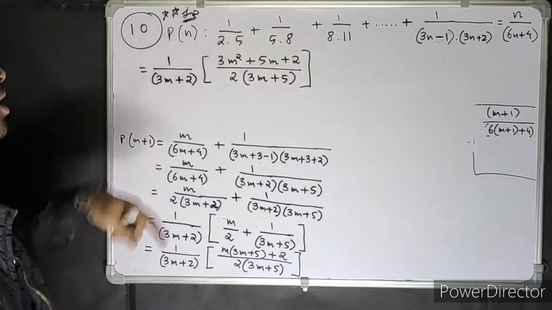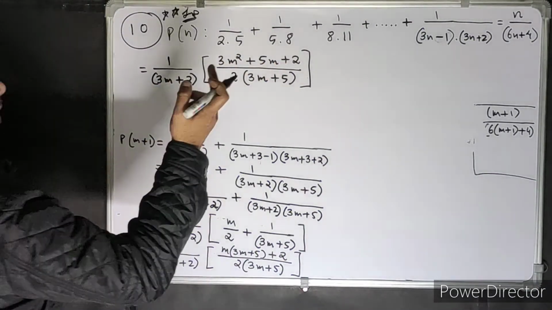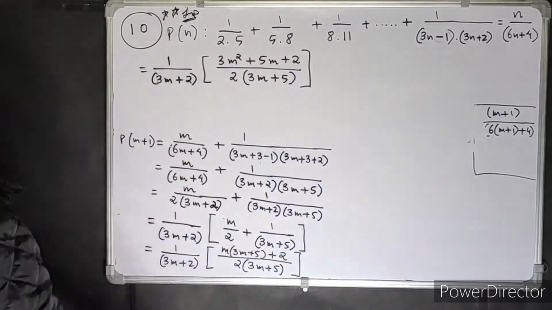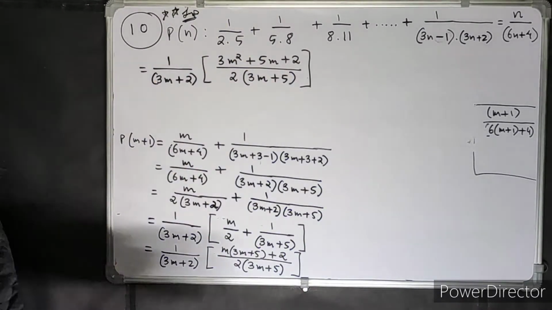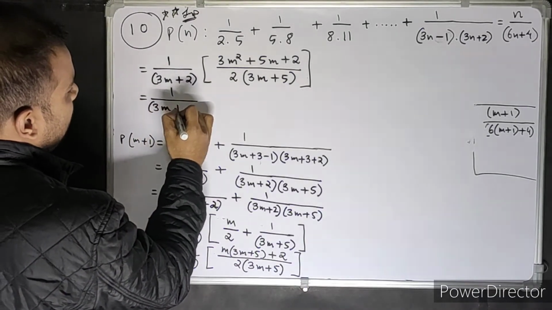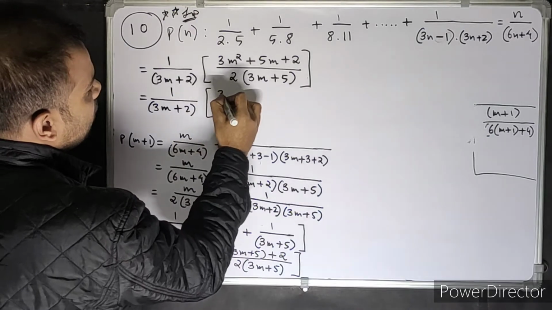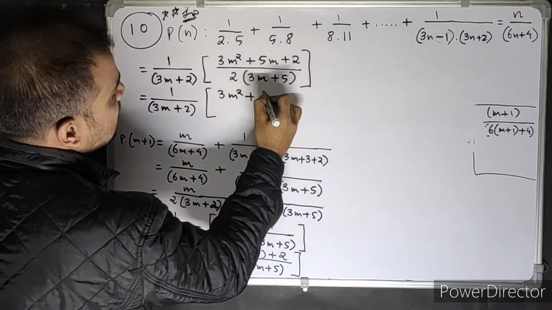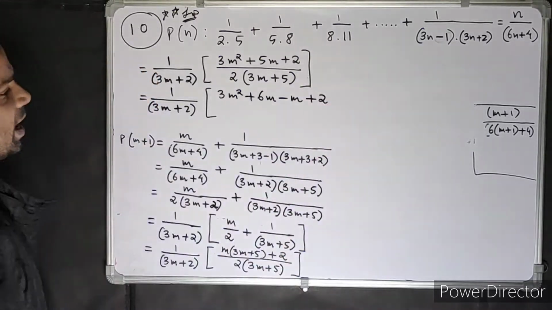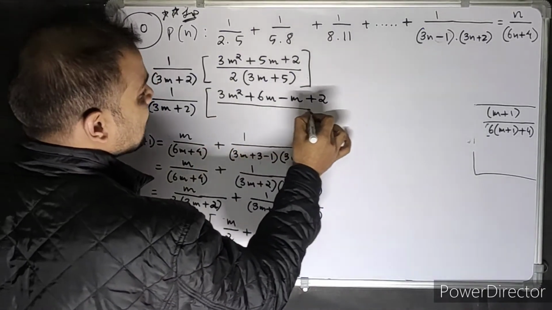What do you have to do? You have to do simple middle term break. You are in class 11. This is 3 2s are 6. You can do 6 minus 1, then you will get the 5. Try doing 6 minus 1. 1 by 3m plus 2 bracket 3m square plus 6m minus m plus 2. I have multiplied it, jumped 1 step.